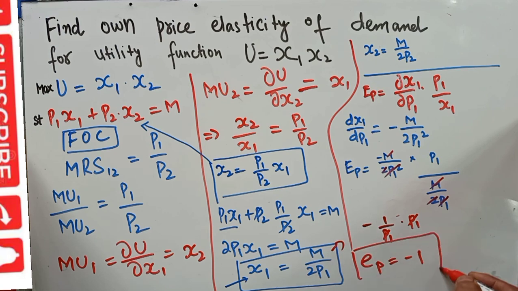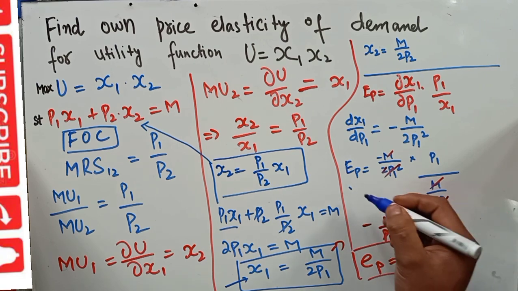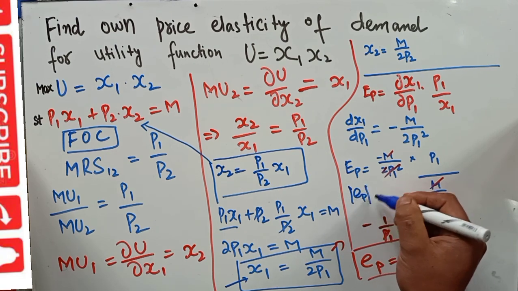This is the price elasticity of demand for good x1, and similarly the price elasticity of demand for good x2 will be equal to -1. In absolute terms, you can write the elasticity of demand is equal to 1.